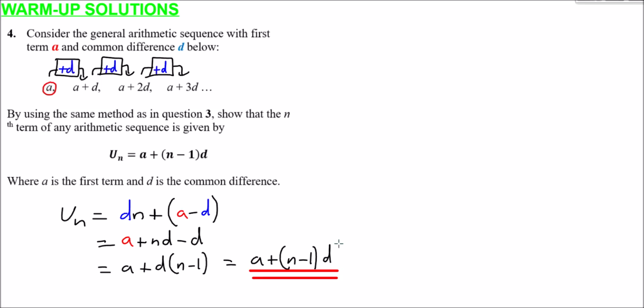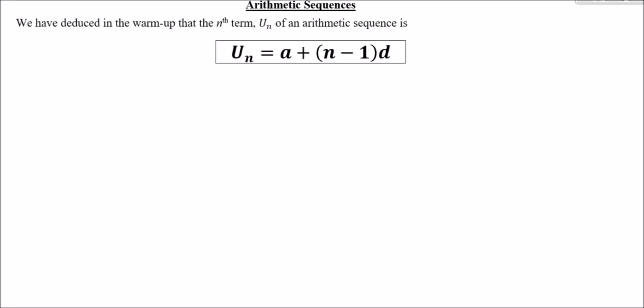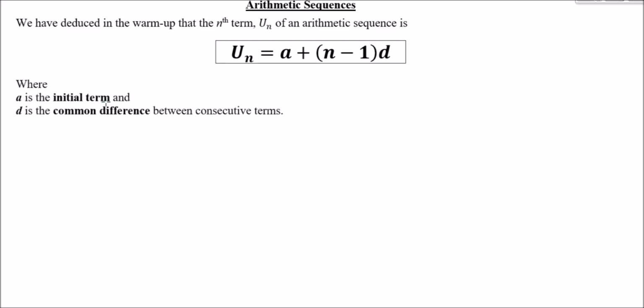So hopefully now we're warmed up, let's have a look at the general theme of this lesson. So we've just proven the general rules of the nth term of an arithmetic sequence. So we've just deduced, like I've said in the warm-up, question 4, that the nth term, un, of an arithmetic sequence is a plus n minus 1 multiplied by d, where a is the initial term, the first term, and d is a common difference between consecutive terms in the sequence. So let's use this in a few worked examples, followed by you trying some questions independently.